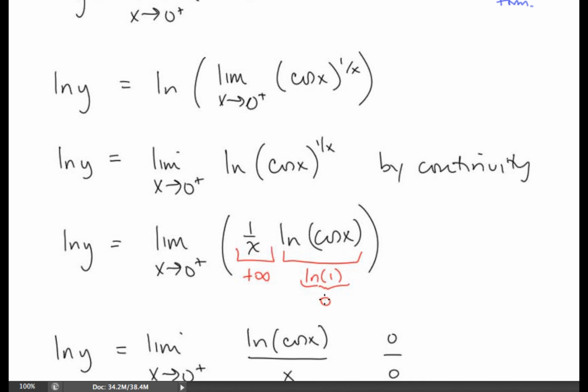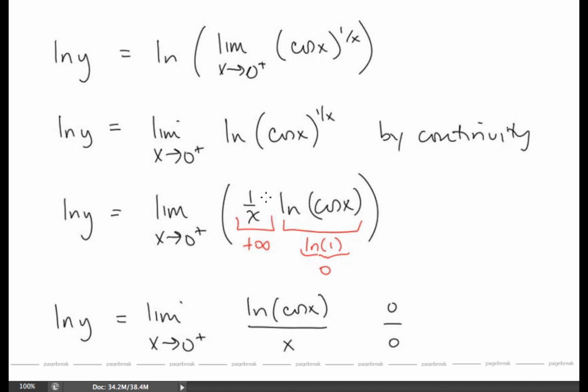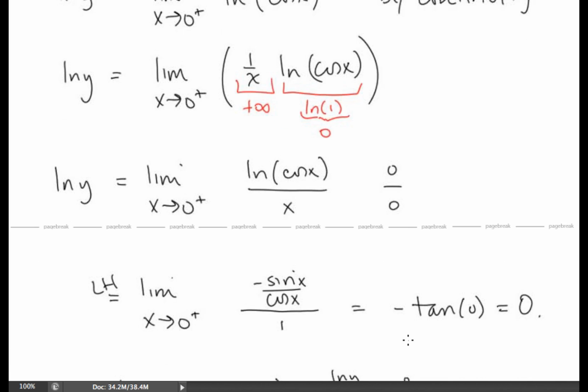So remember, we can't use L'Hopital's rule on this directly, but we can rewrite this in the form 0 over 0 or infinity over infinity, and then use L'Hopital's rule. And this is going to be a simple one to rewrite because we have a 1 over x here. So let's just write this product in quotient form. We have ln of cosine x over x, and we see that as a 0 over 0 indeterminate form. And so we use L'Hopital's rule on the right-hand side.